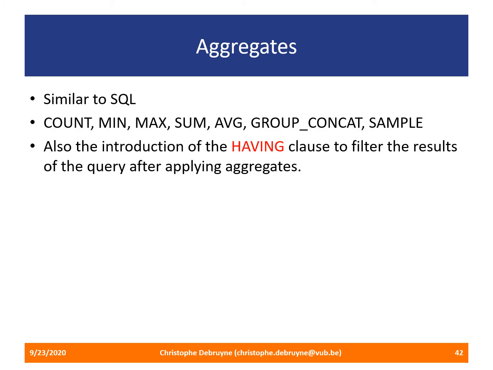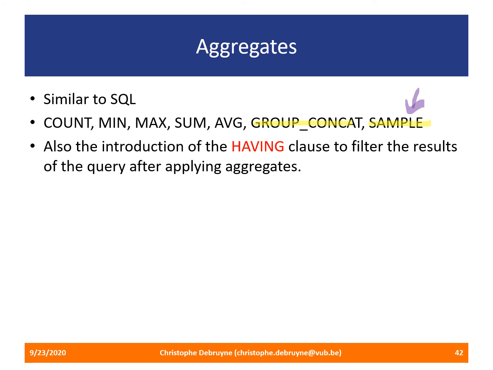So these aggregate functions are similar to SQL, and you have your run-of-the-mill functions: count, min, max, sum, average. Two of my favorite ones are group concat and sample. Group concat is used to concatenate all the values that you have aggregated in a particular way. So you could create a list of names, for example. And sample is an often overlooked one.